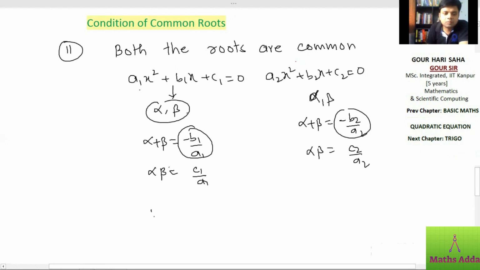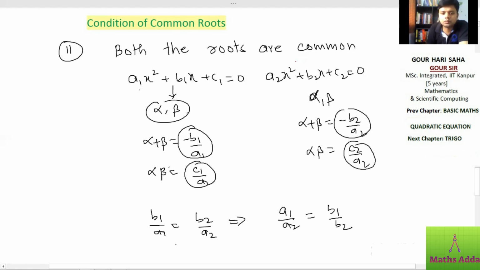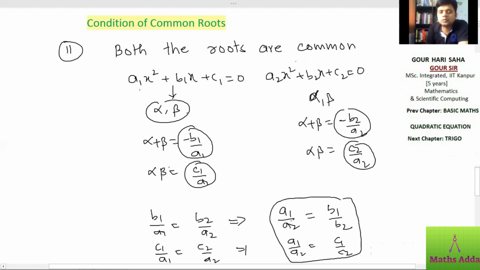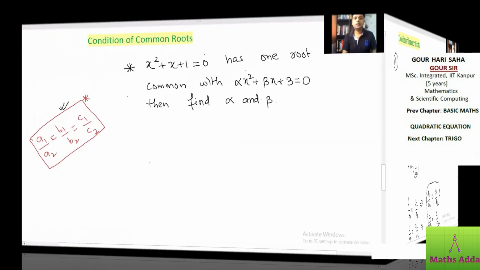So I can write b1 by a1 is equal to b2 by a2, right? Can I say a1 by a2 is equal to b1 by b2? Then c1 by a1 will be equal to c2 by a2. Again a1 by a2 will be equal to c1 by c2. This means a1 by a2 is equal to b1 by b2 is equal to c1 by c2. This is the condition for both the roots common.